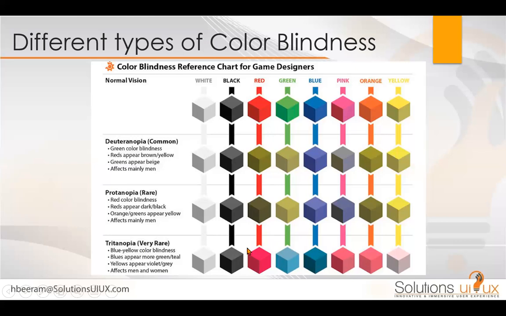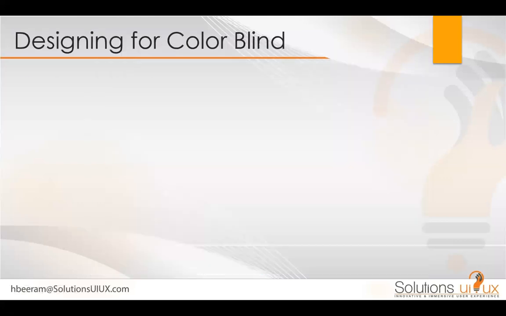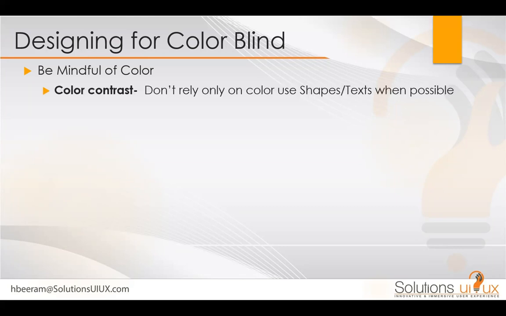So with all these challenges that color blind people have, how can we make sure we are designing for them, right? First, we have to be mindful of the color. We cannot assume that everybody can see all the colors. Let's stop assuming that, right? And let's use good color contrast. Let's make sure that there is a good contrast, and there are different levels of color contrast that need to be met.